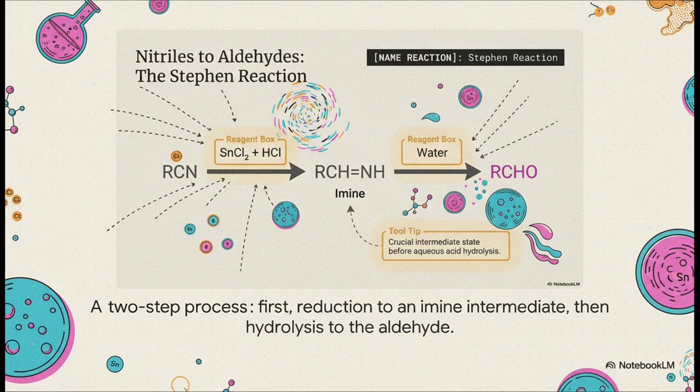First, we use stannous chloride and hydrochloric acid. This reduces the nitrile, but it stops at this intermediate stage called an imine. You can see it right there in the middle, the RCH double bonded to an NH. Once we've made that imine, all we have to do is add water, a step we call hydrolysis, and that cleanly snaps it into our final aldehyde product.